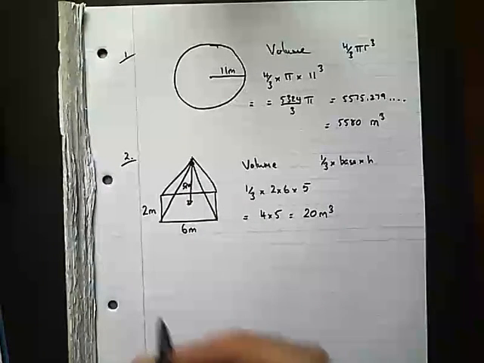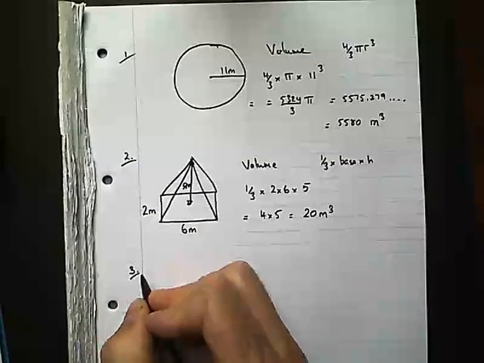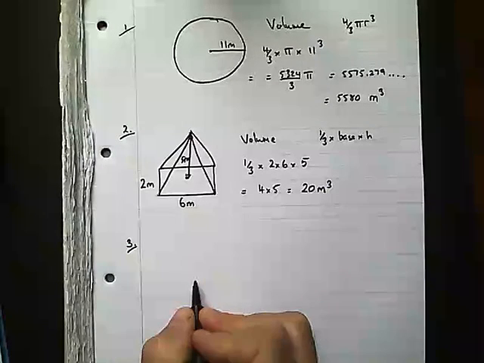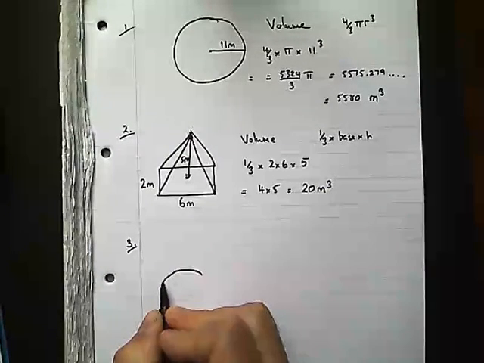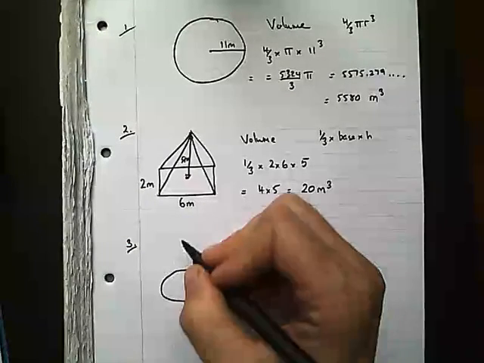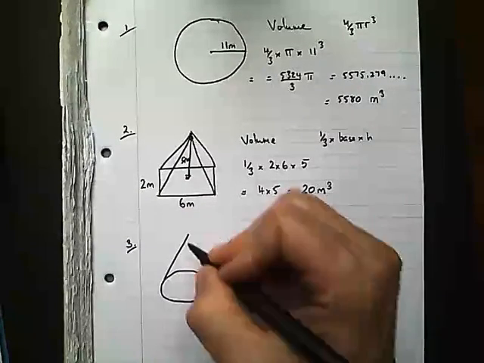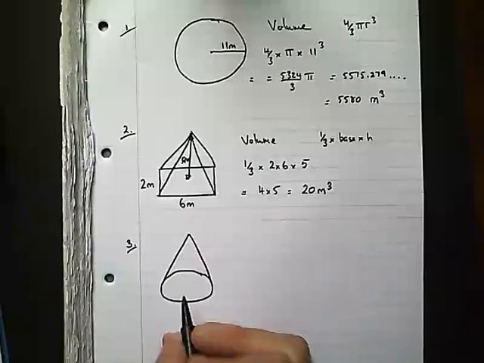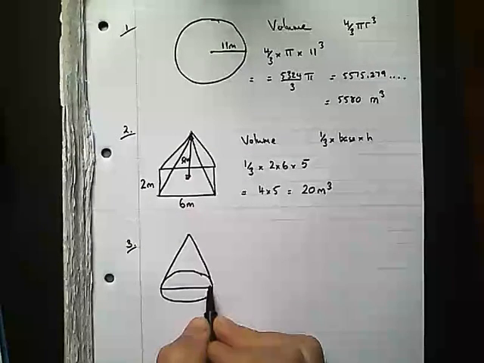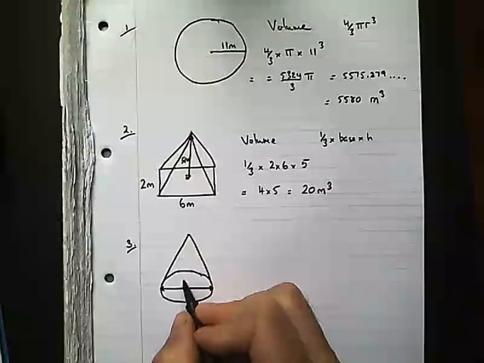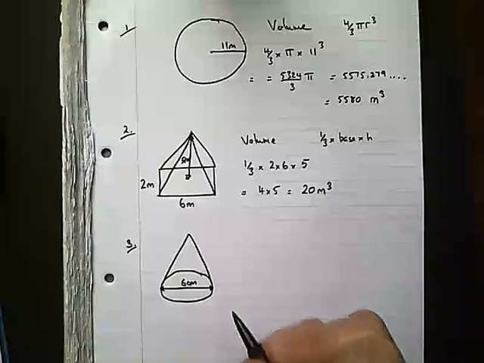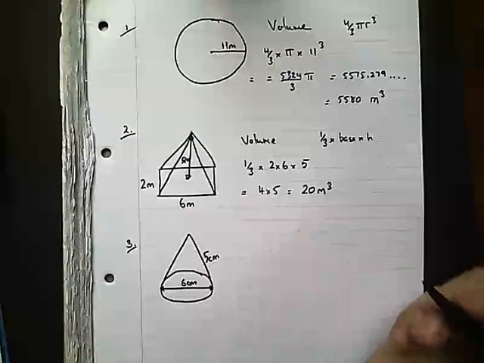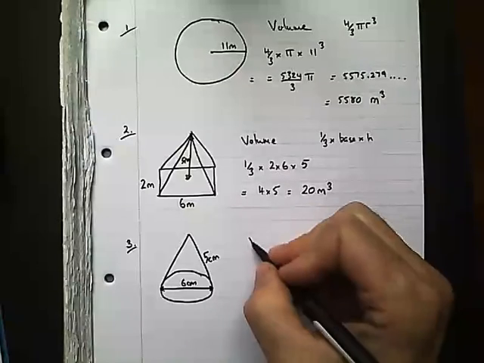Okay, last example. I've got a cone this time, so let's draw our circular base. Let's put our point up there. Not a perfect cone, I'm not very good at drawing sometimes. They're telling me that the diameter is 6 centimeters, but they're also telling me that this slanty height is 5 centimeters, and we want the volume.